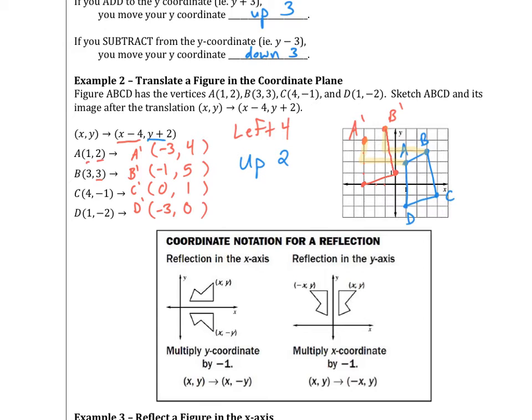So if I connect these dots, this shape is going to be the exact same shape as the blue one. And every point is left 1, 2, 3, 4, up 2. So you see those yellow lines are all the same, left 4, up 2. Okay, that is what a translation is. It slides it across your graph, left, right, up, and down.